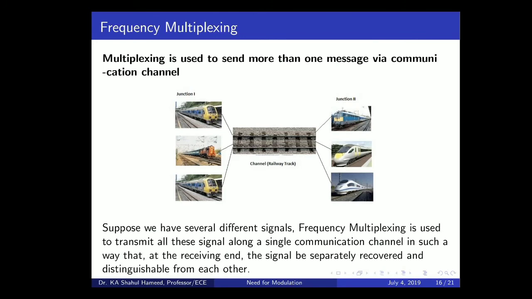Next one is frequency multiplexing. Multiplexing is used to send more than one message via a communication channel. I would like to explain this concept using an analogy. For example, consider Madurai and Chennai, two major cities. There is only one track available for trains. Several trains must go to Chennai, and a lot of trains must come to Madurai, but we have only one track.